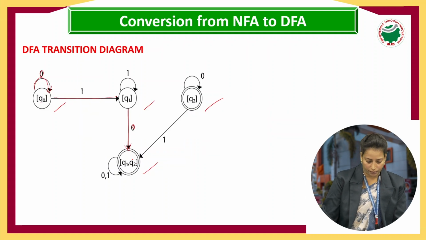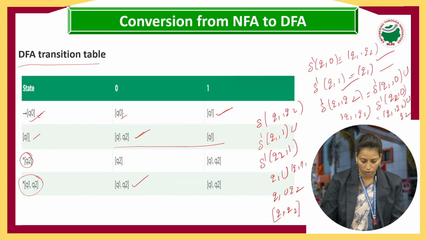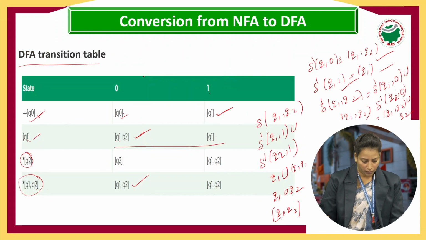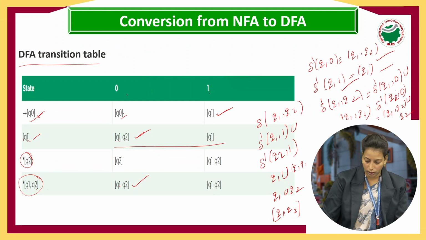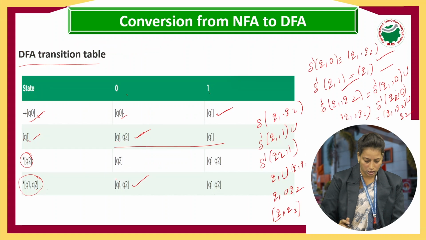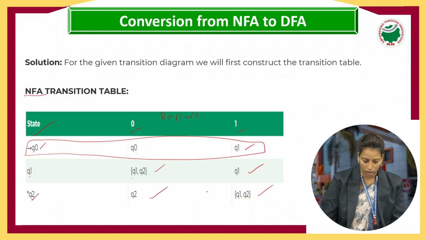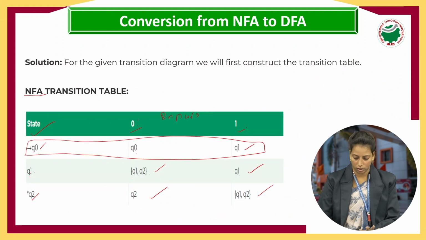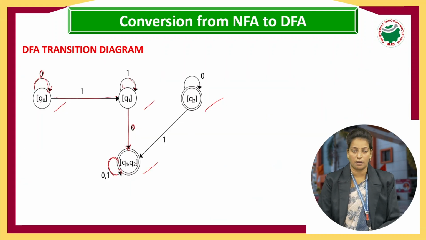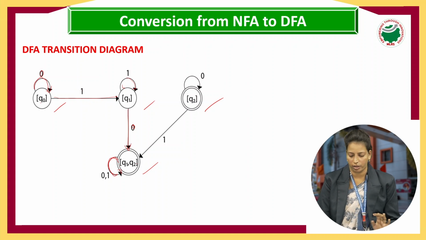Next, Q1 of 1, it goes to Q1, right? Next, Q1 comma Q2 of 0, it goes to a self loop, right? Next, Q1 comma Q2 of 1, it goes to Q1 comma Q2. That means 0 comma 1 self loop. This is the conversion from NFA to DFA.